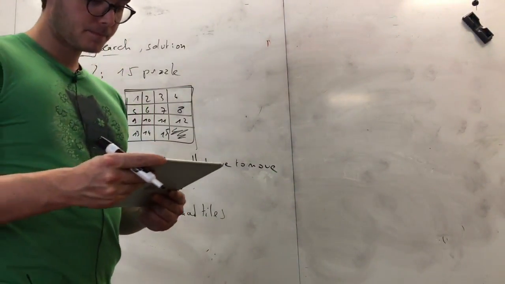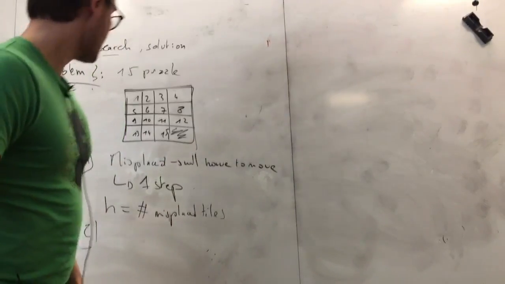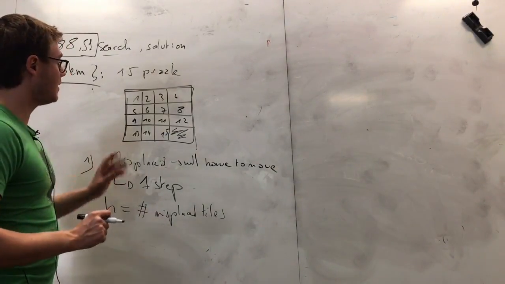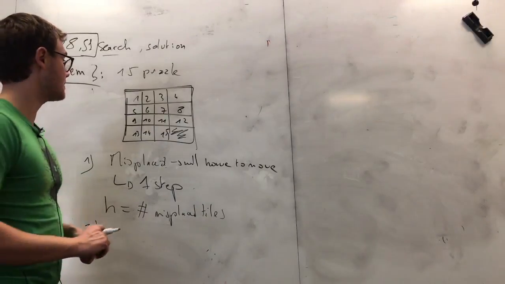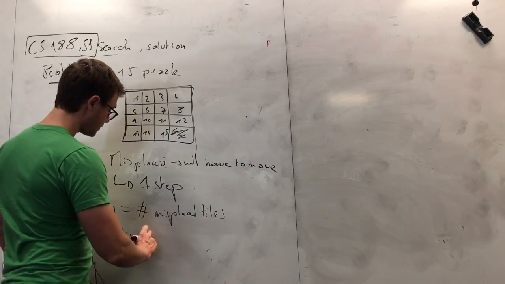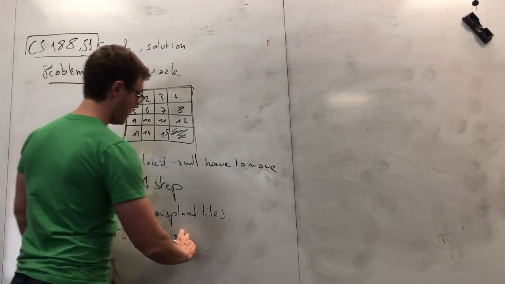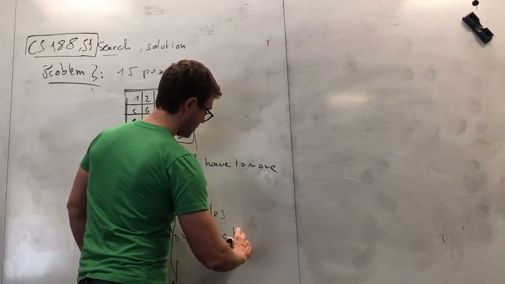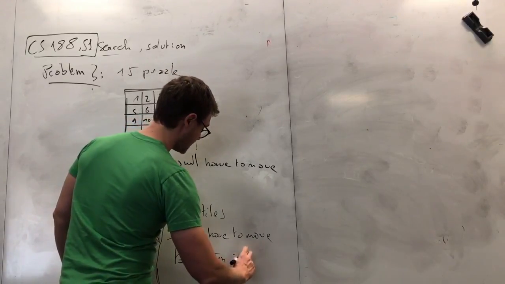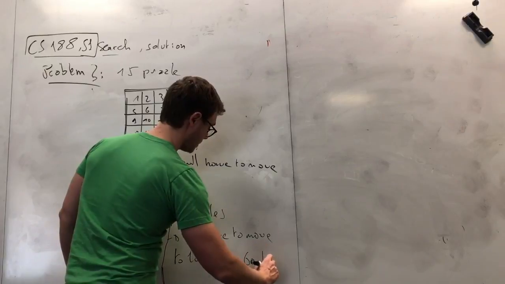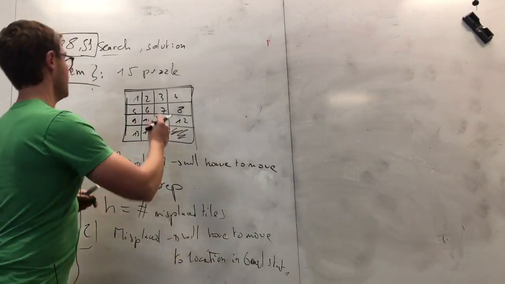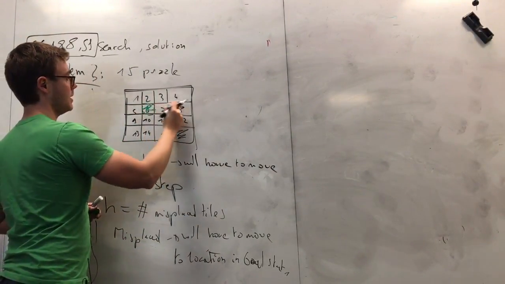Okay. So, as I was saying, when you have a misplaced tile, you will have to move it. You can also say that you will have to move it by a certain quantity. And you know that if a tile is misplaced, it will have to move to its location in the goal state. Okay, so basically, if you're looking at 12, if 12 was here at some point in the game, it will have to move there.